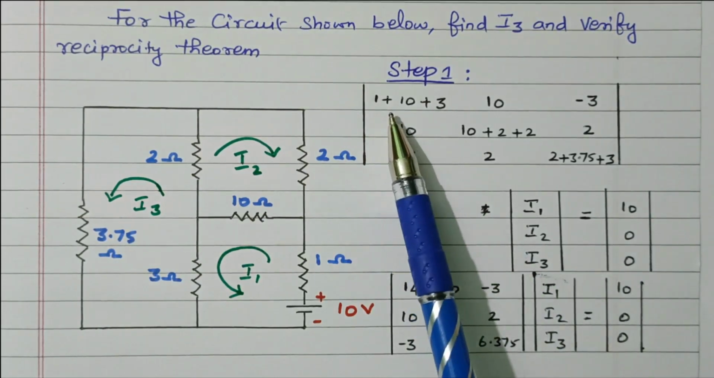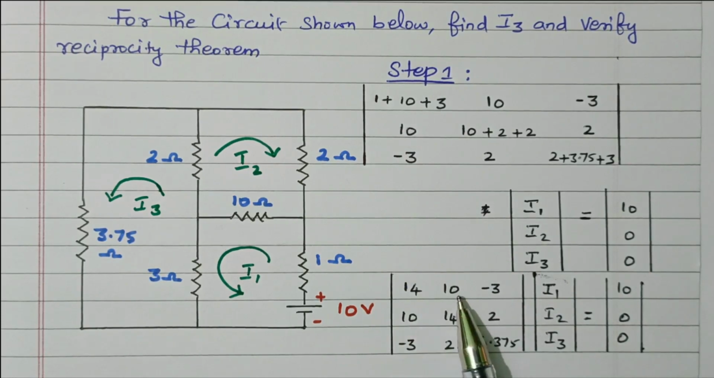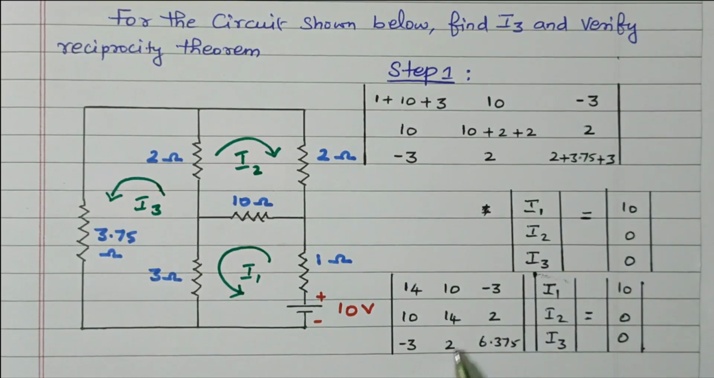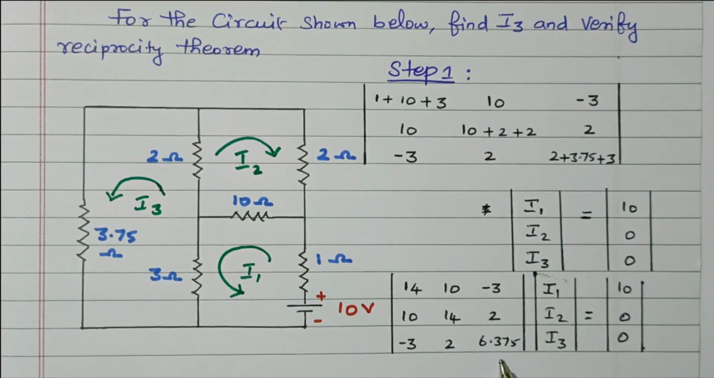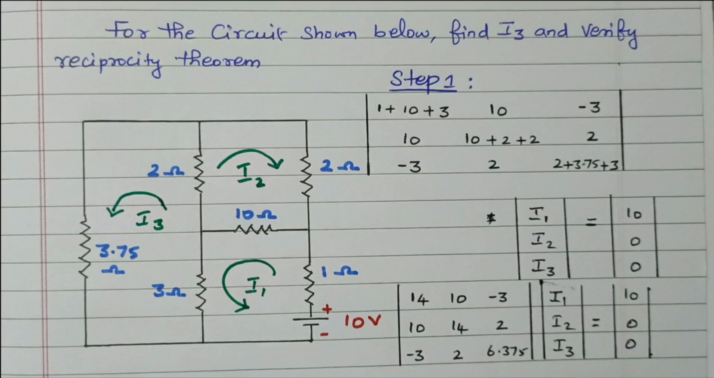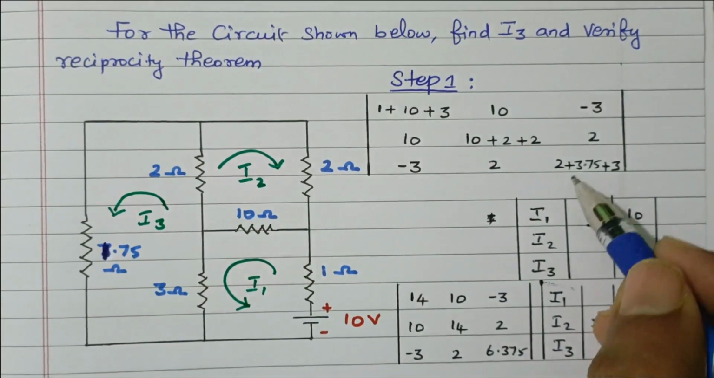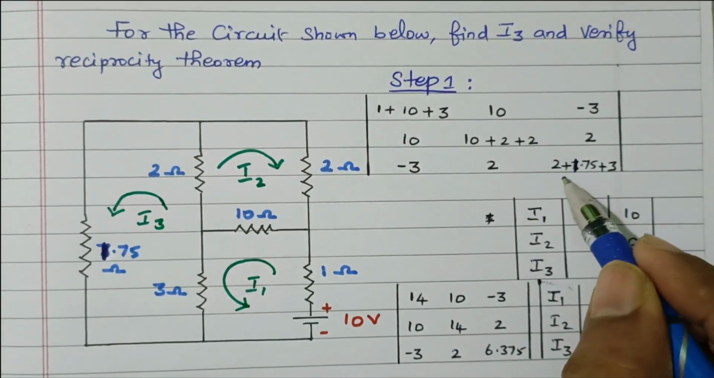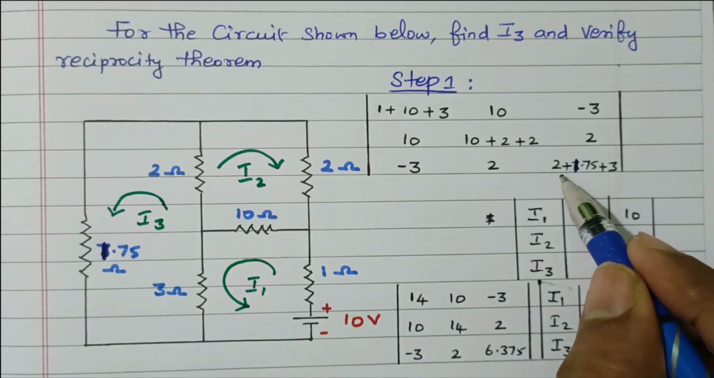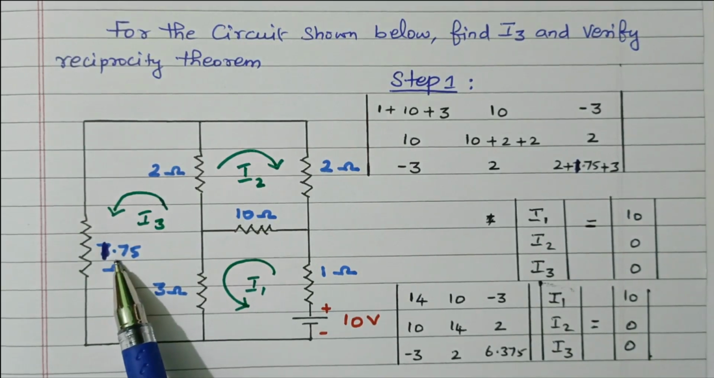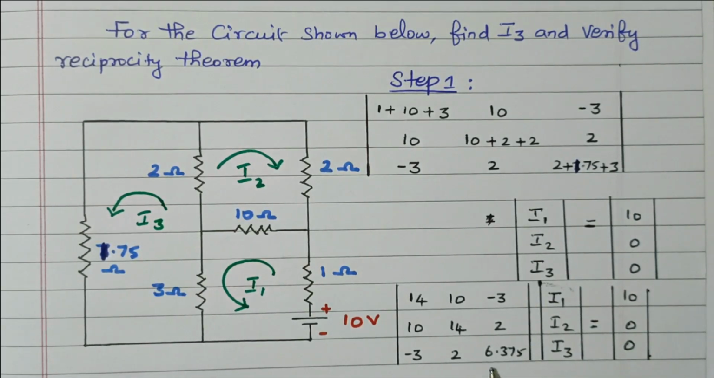After adding, 1 plus 10 plus 3 is 14. Then 10, minus 3. This is 14, this is 2, minus 3. By adding these three we get 6.375. There is a small correction: this is 1.75, not 3.75. So 1.75 plus 2 is 3.75, plus 3 gives 6.375. So this is 1.75 ohm, not 3.75 ohm, and the value 6.375 is correct. Now we got this value.